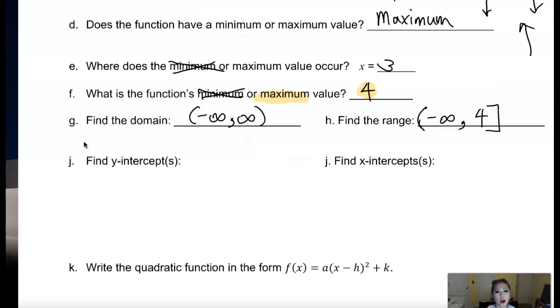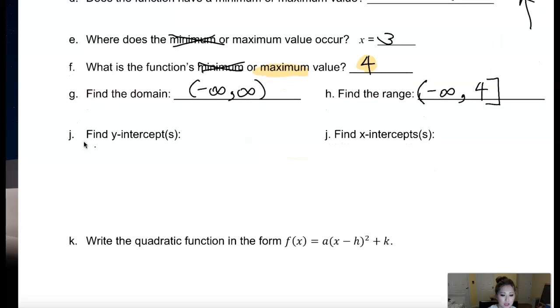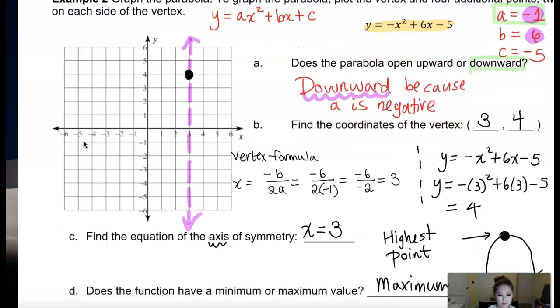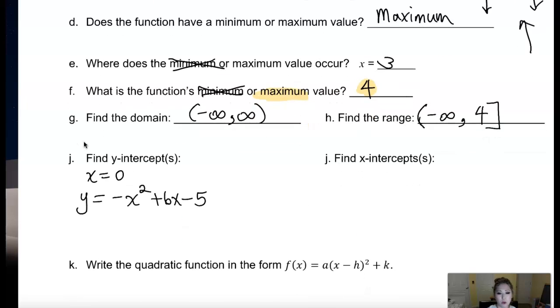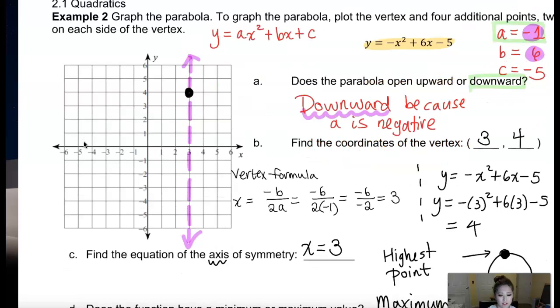Let's go ahead and find the y-intercept. Y-intercept is when x is equal to 0. So I will plug in x equals 0 into the y function. The function was y equals negative x squared plus 6x minus 5. Let's plug in 0 in here. Y equals negative 0 squared plus 6 times 0 minus 5. And if you evaluate that, you will get negative 5. So the y-intercept is at (0, negative 5). Let's plot that, (0, negative 5) right here.